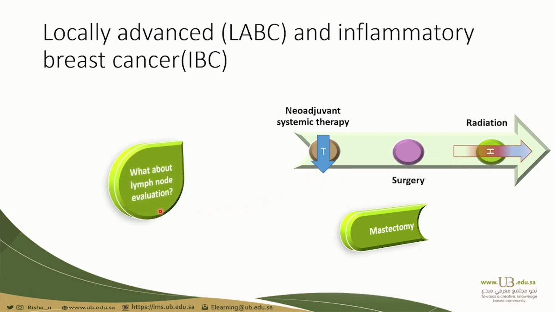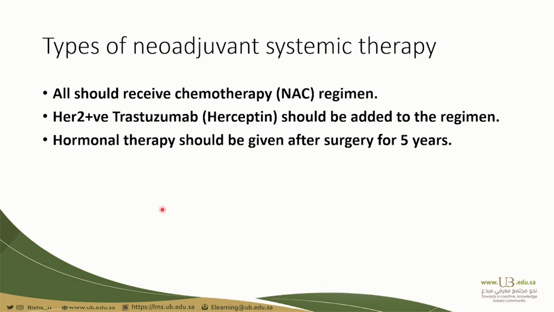What about the lymph node evaluation in such patients? We will talk about it later. Before we talk about the approach to the lymph nodes in such patients, we must go through the types of neoadjuvant systemic therapy. We have neoadjuvant chemotherapy regimen, and for HER2 positive, trastuzumab should be added to the regimen, as we said in the timeline, and hormonal therapy should be given after surgery for 5 years.